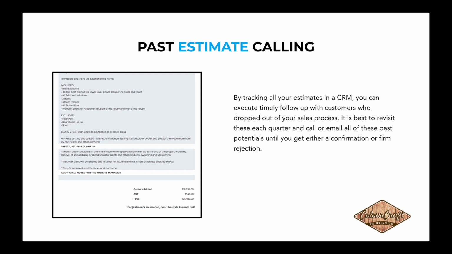The next one would be past estimate calling. So this is all the estimates from the previous few years. You're checking in to see if they've already done their painting, if they're wanting to revisit it this year or get a new estimate, because most of the time the estimates expire at the end of the year. And once again, you want to keep all of this stuff really well tracked and documented in your Google Drive as well as your CRM, so that you're not double calling and duplicating, and you're just actually building rapport and getting information and documenting that information, right?